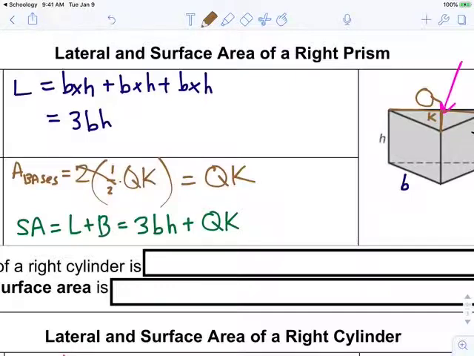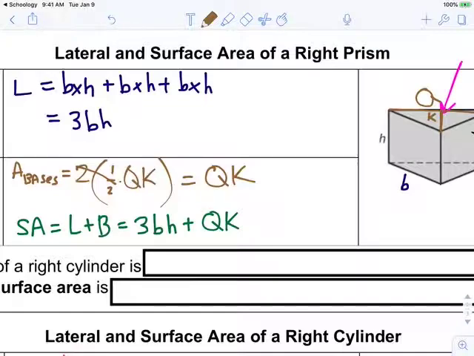Alright, so imagine if you had a little prism like that in real life. You would measure a couple things, plug it into that formula, and you'd have the surface area. Do you think in some construction jobs you might need to know the surface area? Or you might need to know the volume of something? Yeah. That's why they develop these formulas, so they don't have to redevelop it every single time.